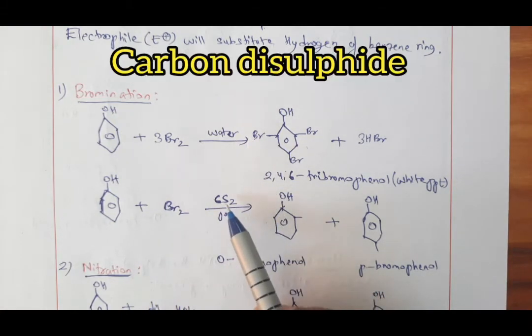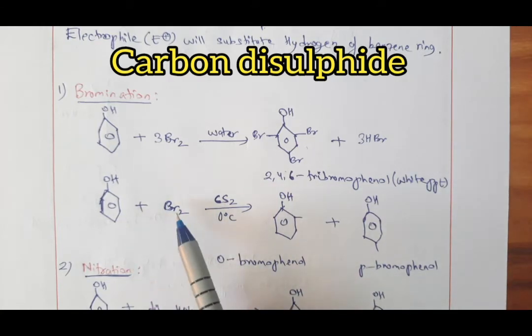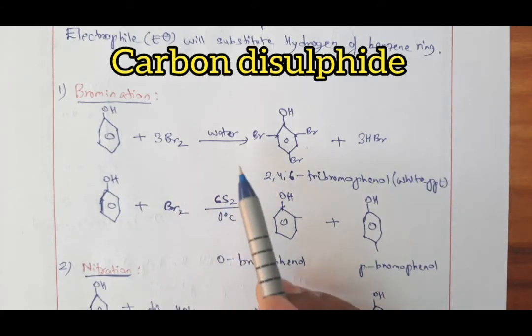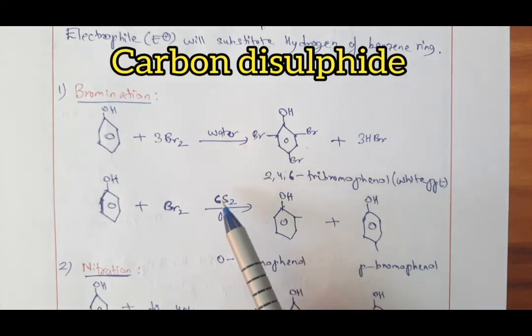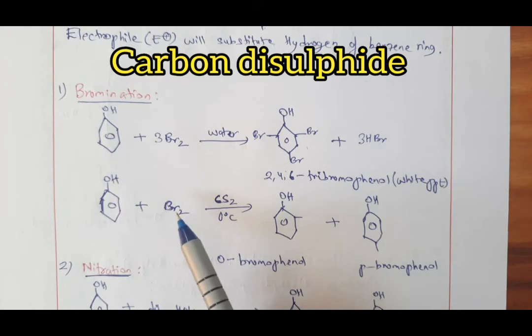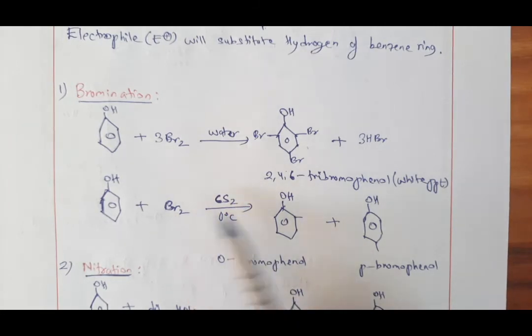Again, I am reacting phenol with bromine, but this time at ice cold temperature, and instead of using water as solvent, I am using carbon disulfide. Carbon disulfide is also a solvent. So look out here now. When you use another solvent, the reaction will be totally different.